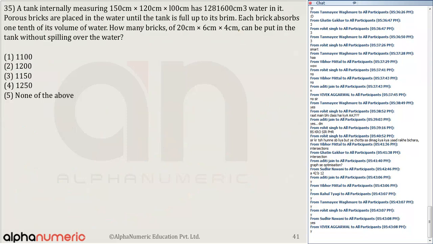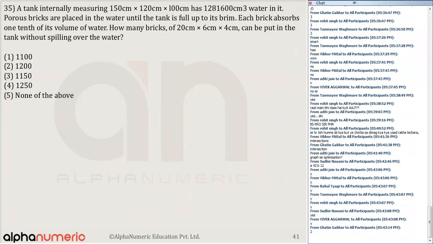ओके, 35 देखते हैं कितने लोगों ने किया है. The correct answer is 2, 1200. 3 of you have got it correct. Let's see here.